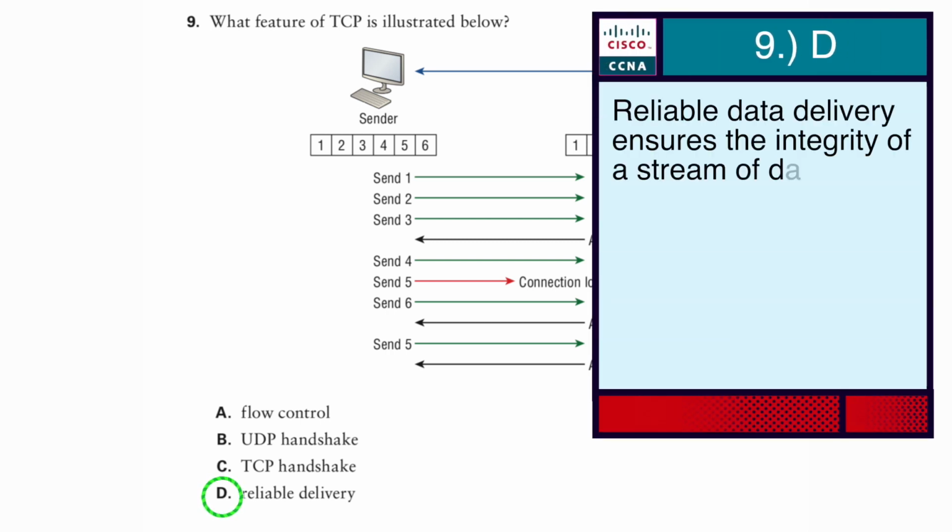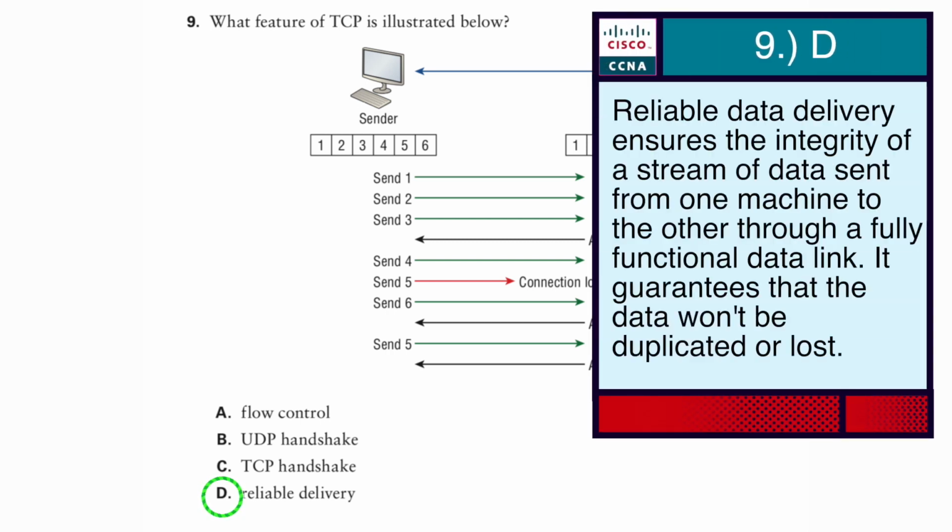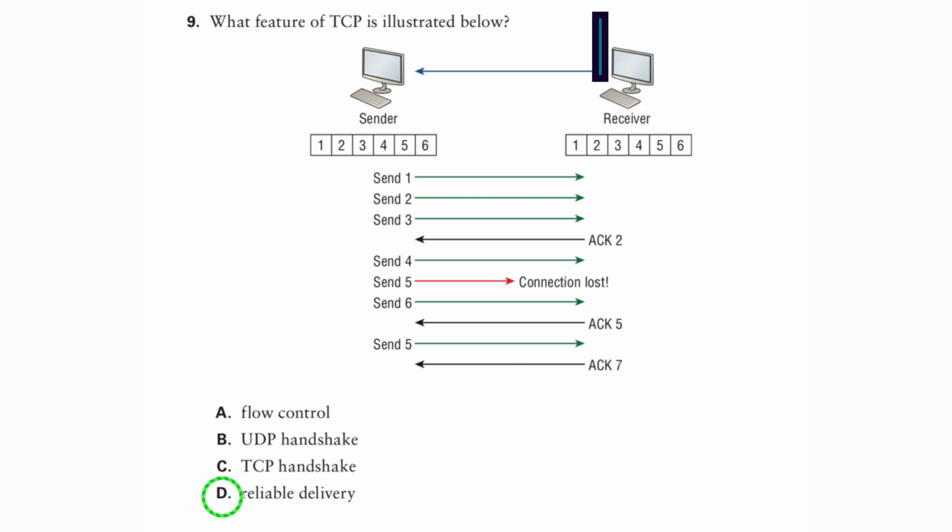The correct answer is D, reliable delivery. Reliable data delivery ensures the integrity of a stream of data sent from one machine to the other through a fully functional data link. It guarantees that the data won't be duplicated or lost.